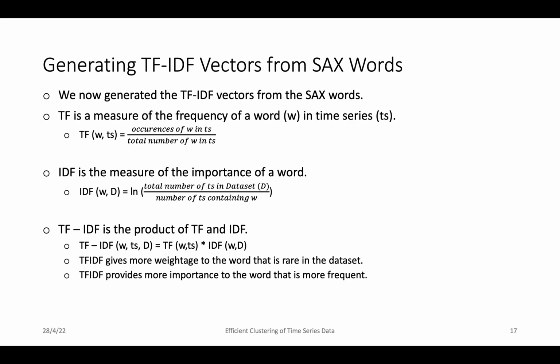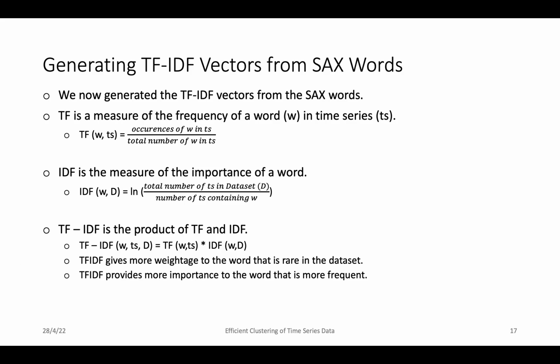Now we also generated some TF-IDF vectors from those same SAX words. TF calculates the frequency of a word in a time series. It is calculated by the occurrence of the word in a time series divided by the total number of words in that time series. IDF is the measure of importance for a word. This is calculated by taking the ln of the total number of time series in a dataset divided by the number of time series containing that word. TF-IDF is simply the product of those two, and this gives more weightage to the word that is rare in the dataset. It serves two purposes: it gives more weight to the word that is rare in the dataset, and it provides more importance to the word that is more frequent.